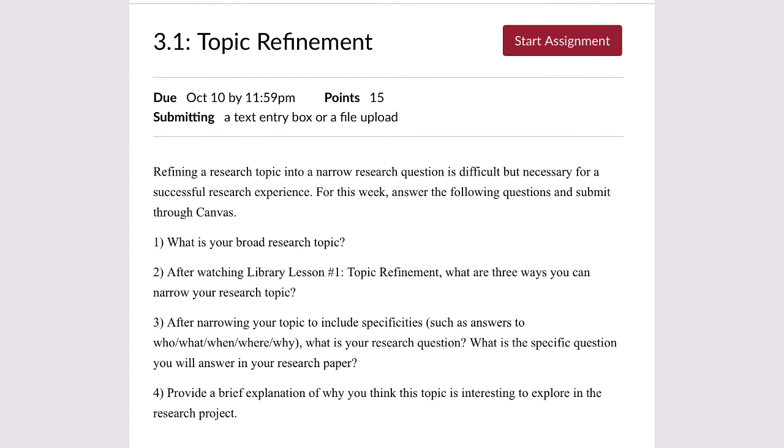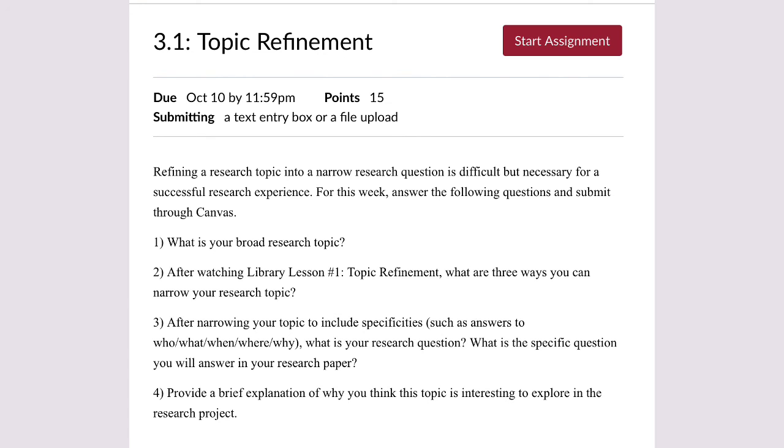And last, this is what you need to do by the end of the week. This is your assignment, topic refinement. So you've determined your research topic, you've narrowed it into a research question, and then I want you to post that as a discussion post answering these 4 questions. What is your broad research topic? After watching that library tutorial, what are 3 ways that you can narrow your research topic? And then what are you narrowing it to?